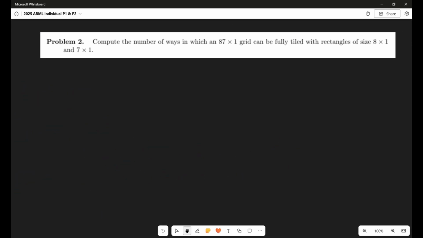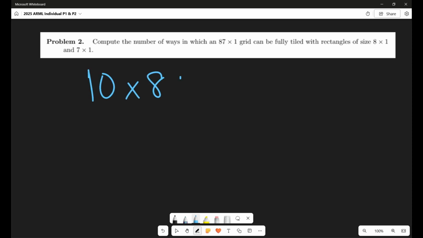That's problem 2, which reads: compute the number of ways in which an 87 by 1 grid can be fully tiled with rectangles of size 8 by 1 and 7 by 1. Essentially all we're looking for is how many ways we can combine a bunch of 8s and a bunch of 7s to add up to 87. The initial natural way to think about this is 10 times 8 plus 7. Classic, base 10, natural way to go about this. Now we have to see, are there any other combinations of 8s and 7s that will eventually add up to 87?